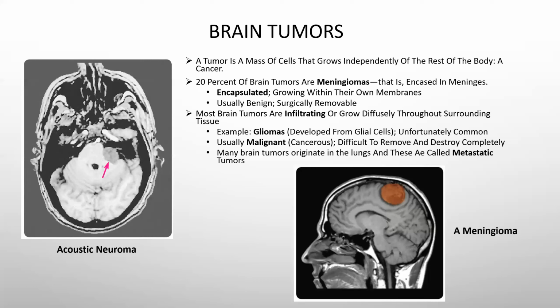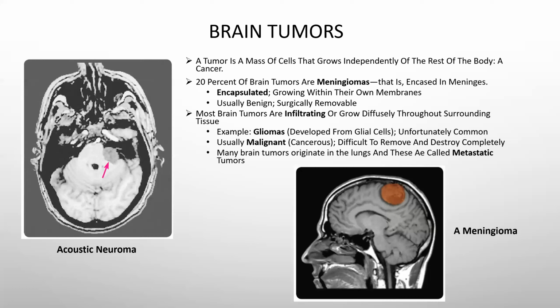Some examples of infiltrating tumors could be gliomas, developed from the glial cells. Unfortunately, these are pretty common. The infiltrating are usually malignant, which means they're cancerous. They're difficult to remove and to destroy completely. Oftentimes, surgeries will be done where they'll remove as much of the malignant tumor as they can, but it could grow back. Okay. Many brain tumors originate in the lungs, and these are called metastatic tumors.